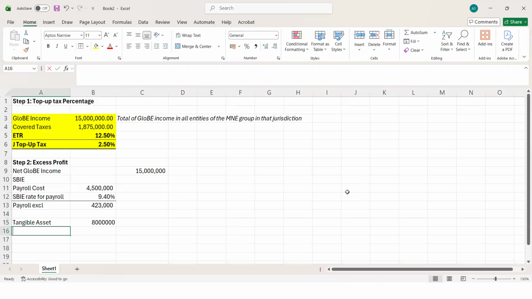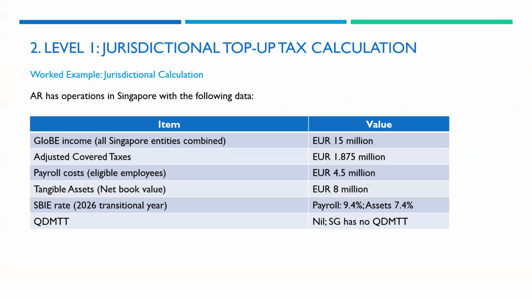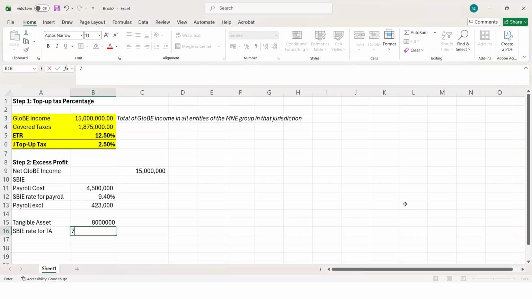Okay. And what is my SBIE rate for tangible assets, net tangible assets? It is 7.4 percent. So I will calculate the tangible exclusion. So that is going to be, so 592. So what is my total SBIE?